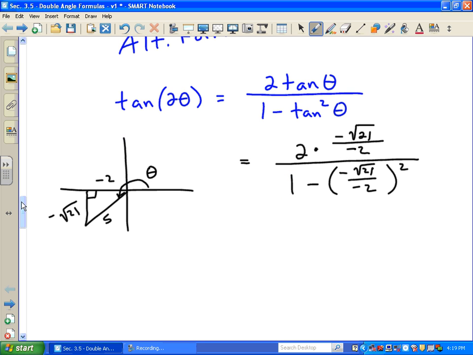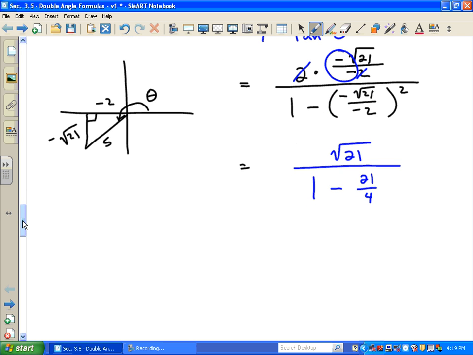Okay, simplifying, first of all, I can cancel the 2's. I can also cancel the negative signs. That would end up being positive. So the top ends up being positive square root of 21. On the bottom, I have 1 minus, the 2 negatives cancel. I square that fraction. When I square a root, I just end up with 21. When I square 2, I'd end up with 4.